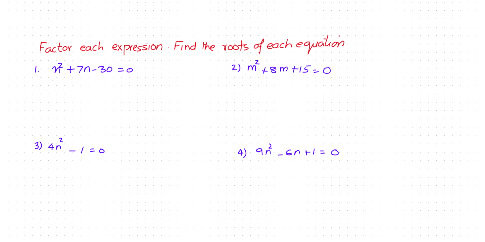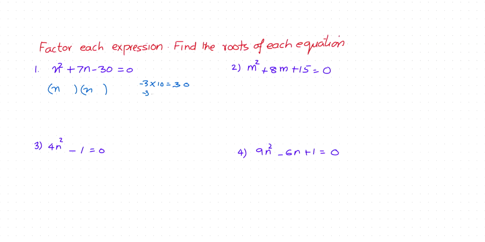So we can put two brackets. n squared means n times n is n squared. Now we'll see multiples of 30. So 30 के multiples देखेंगे, like 3 times 10 is 30. We want negative 30, so one of the signs should be negative. So negative 3 times 10 is negative 30. But if you add, you should get positive 7. So if we add negative 3 plus 10, we get positive 7.